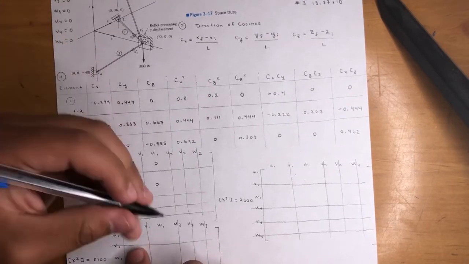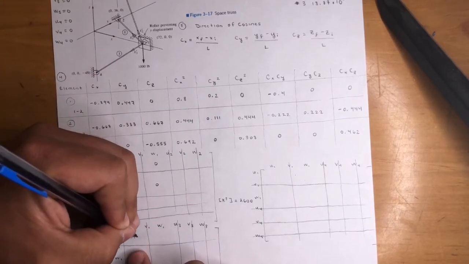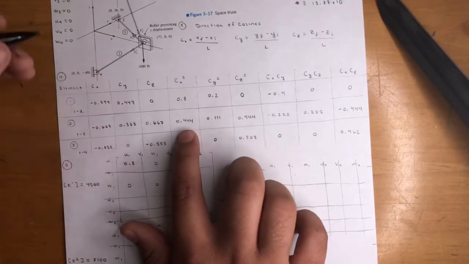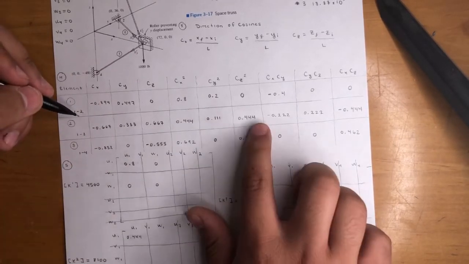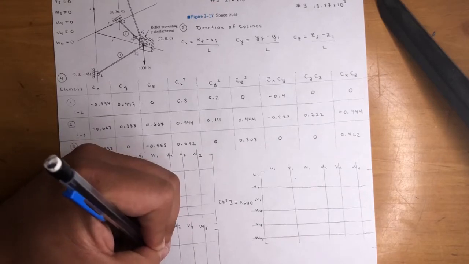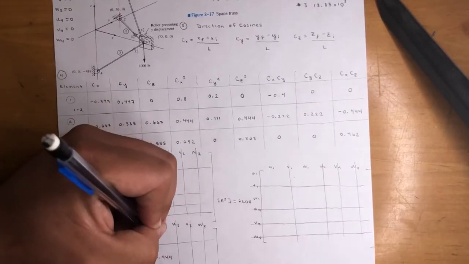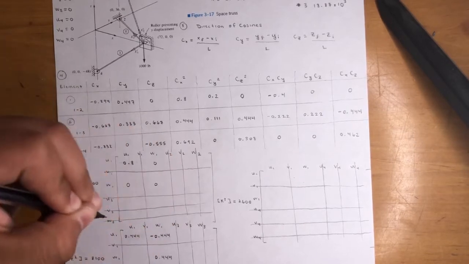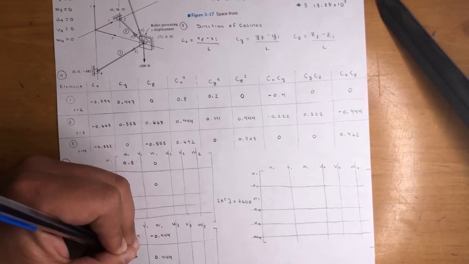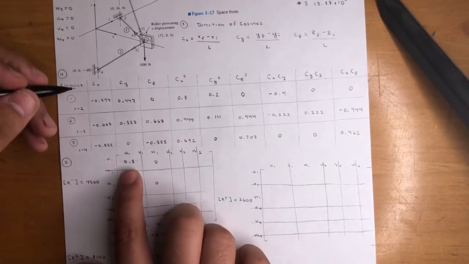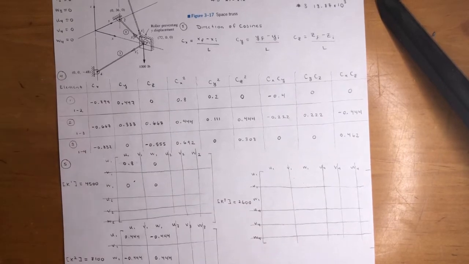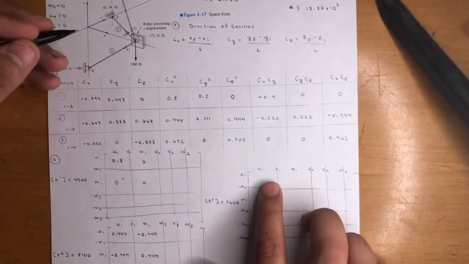Here, we're gonna have 0.444, right? CX squared for element 2. CZ squared was also 0.444. CXCZ is negative 0.444, whatever. Okay, so we got that. Yeah, that one's correct. Thank God I caught it. Okay. Next one, finally the last one.